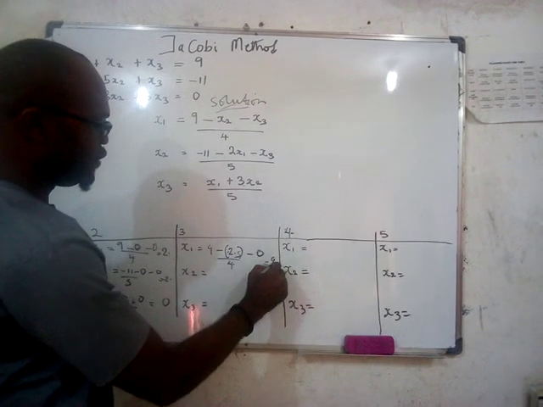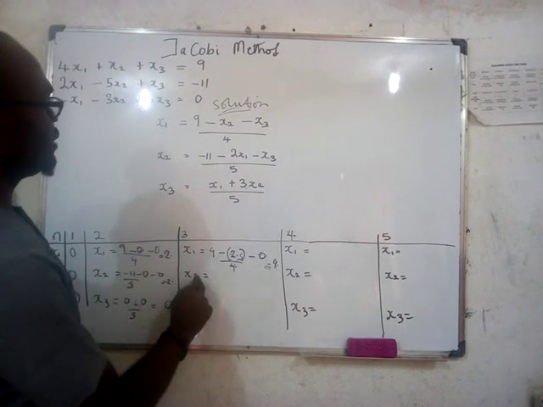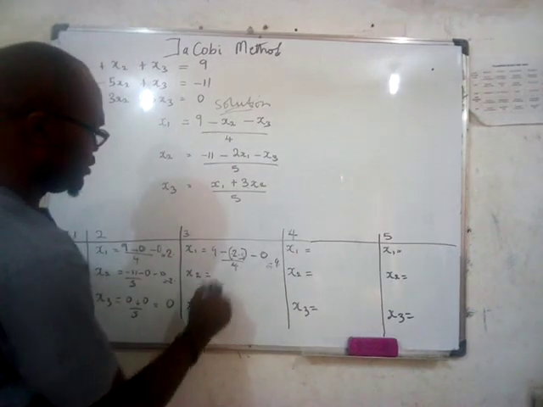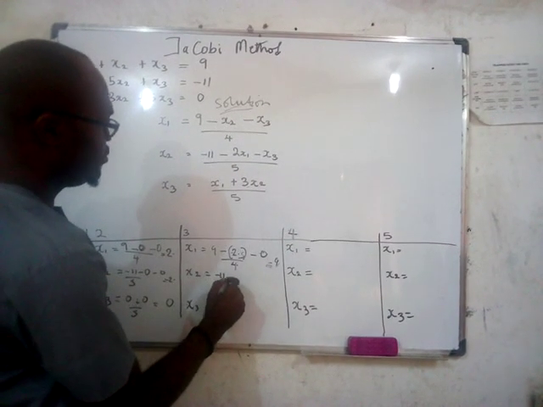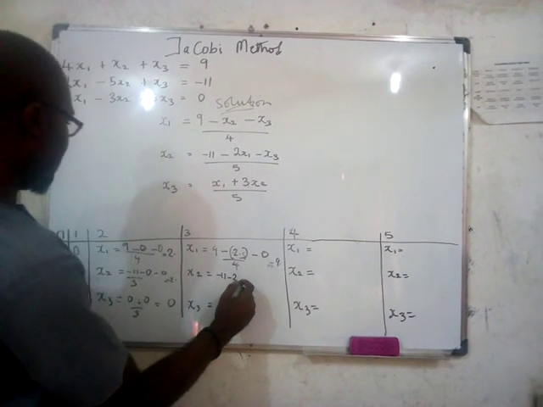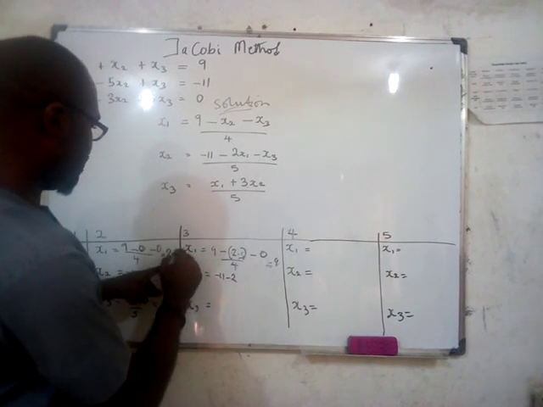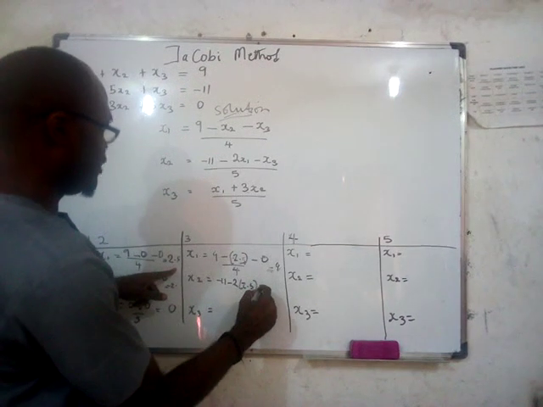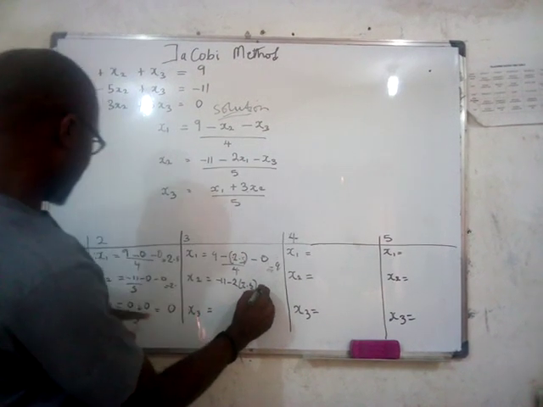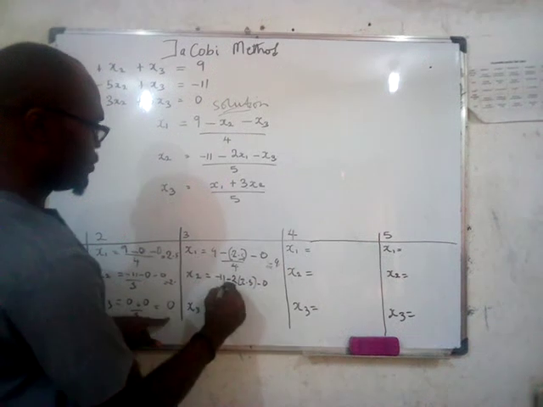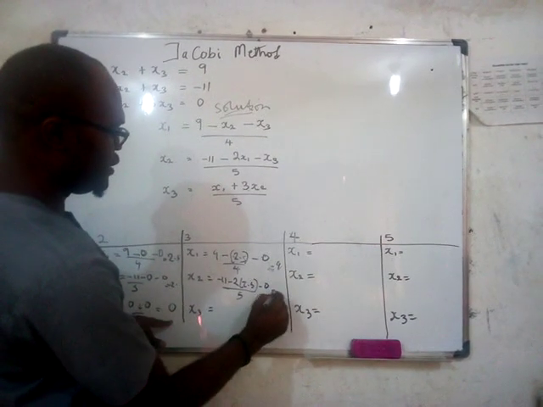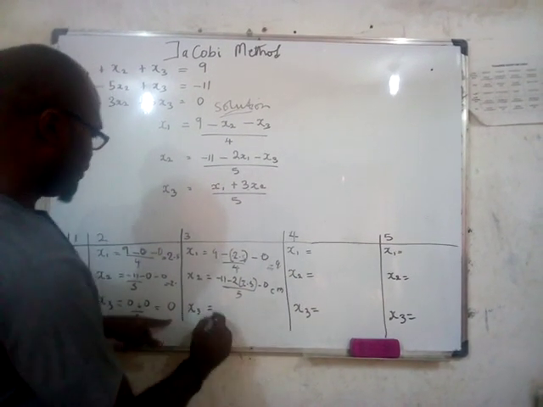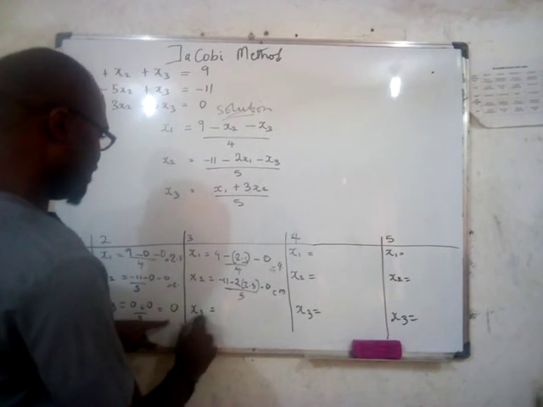So let's call the value q. Then for x2, put this, you have minus 11 minus 2 times x1. We know already x1 is 2.5, minus the value of x3. We know that x3 is 0, all over 5. So you solve this down. Let's say you got m. Then you have x3 here.